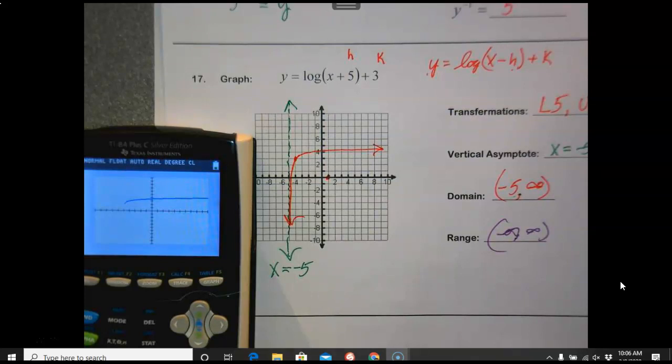Any questions on this? And I have no idea what time it is. 10:06.